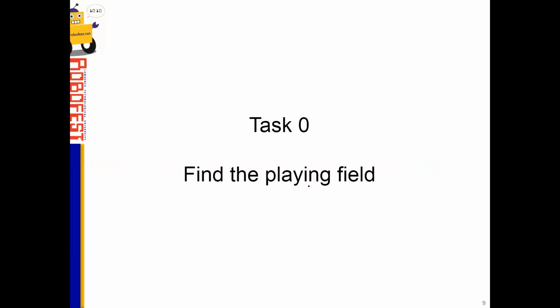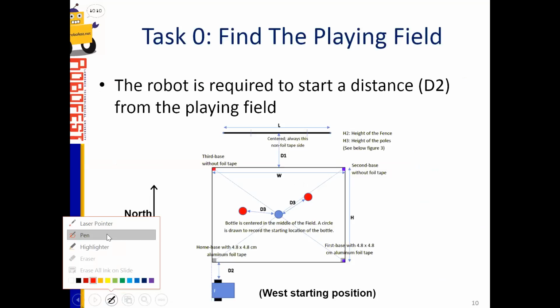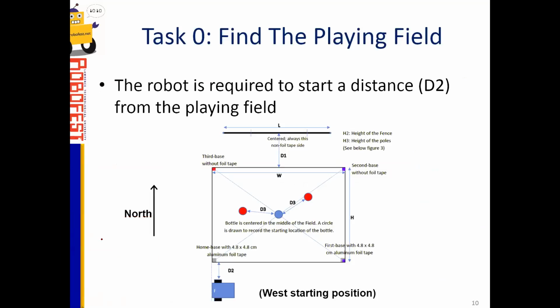Finding the playing field, our first task. In this particular game this year, the robot is required to start a distance, which in the rules is labeled as D2, from the playing field. So if you look down here, we've got a distance of D2 right here. That's where the robot will start. The rules may also indicate which direction the robot starts in at the Robofest event. It may have to face towards the field, away from the field, or left or right. That may also be one of the challenges that happens at the event.